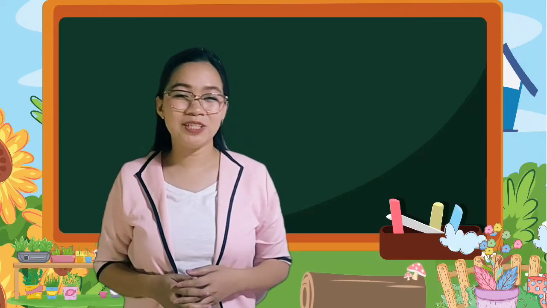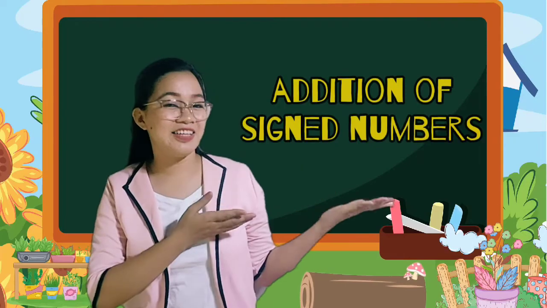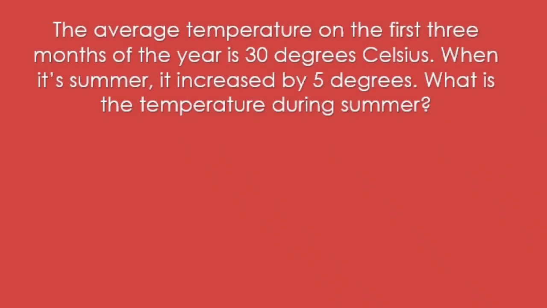So now that you have learned about sign numbers, this time we're going to learn about addition. First problem. The average temperature on the first 3 months of the year is 30 degrees Celsius. When it's summer, it increased by 5 degrees. What is the temperature during summer?